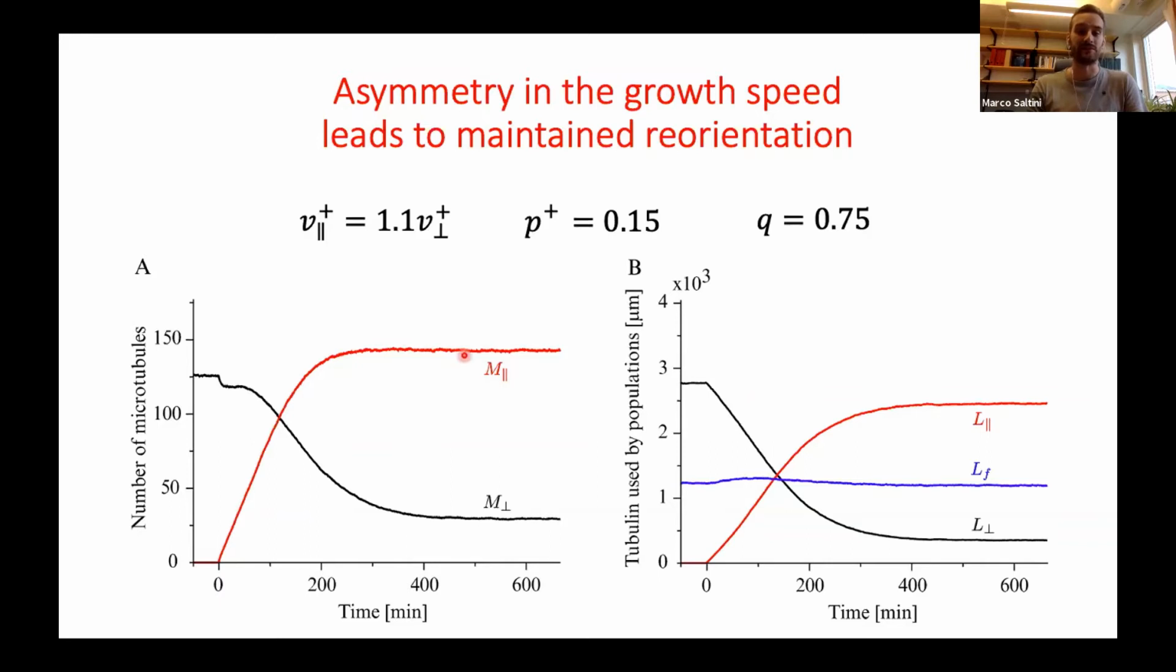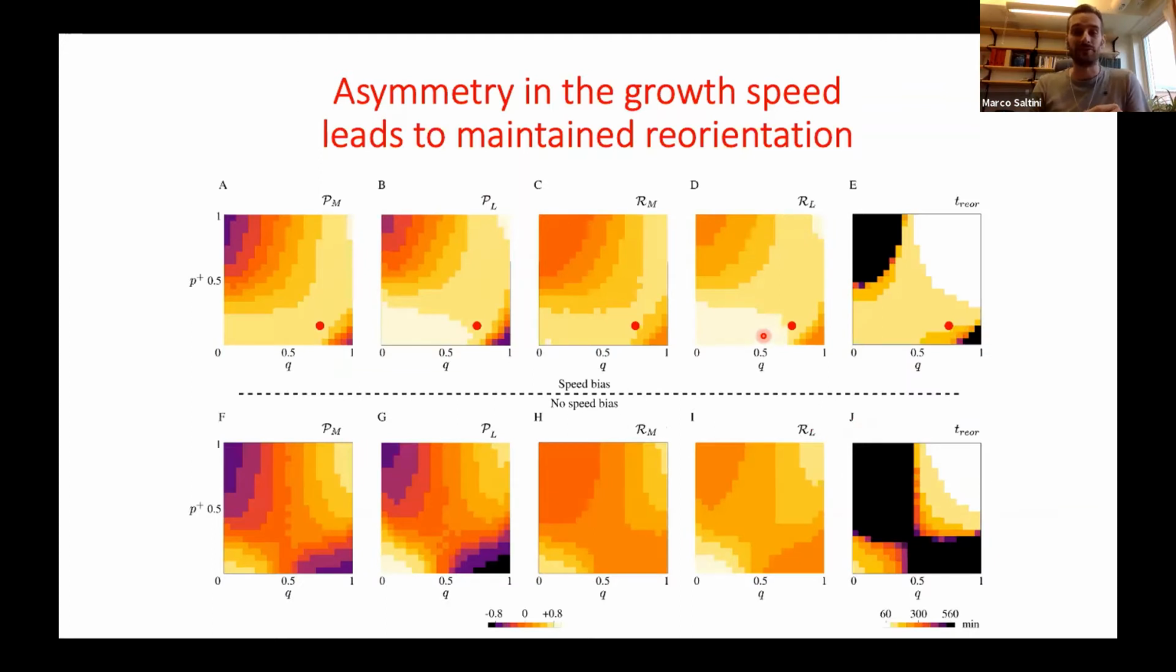Here you can see that the number of longitudinal microtubules is much higher than the number of transverse microtubules at the end of the process. In the same way, we can see that the tubulin used by the longitudinal population is much higher than the tubulin used by the transverse population. So it looks like even by adding a very small advantage for one population over the other, we can observe a dramatic shift in microtubule orientation. And it is probably even more evident if we play a little bit with the parameters.